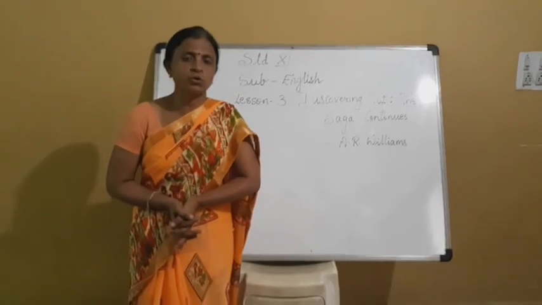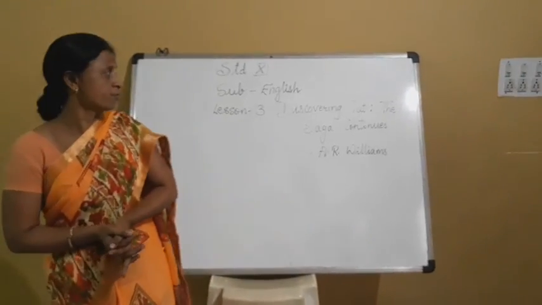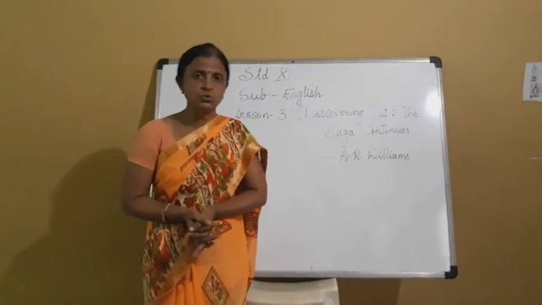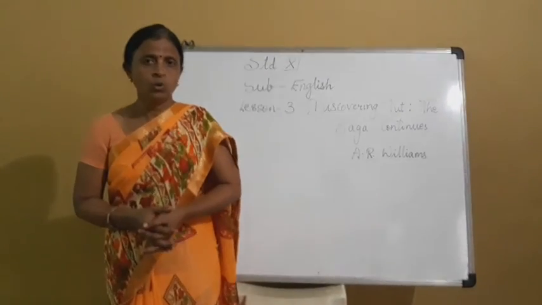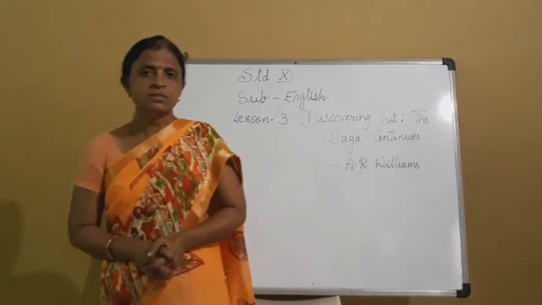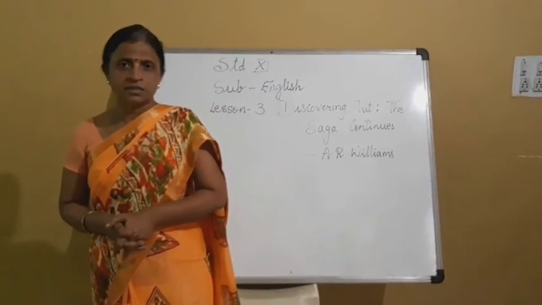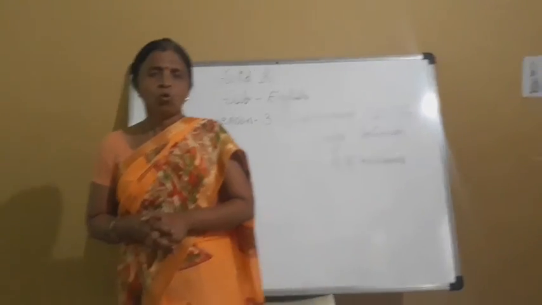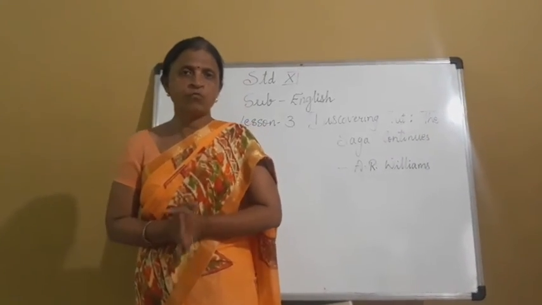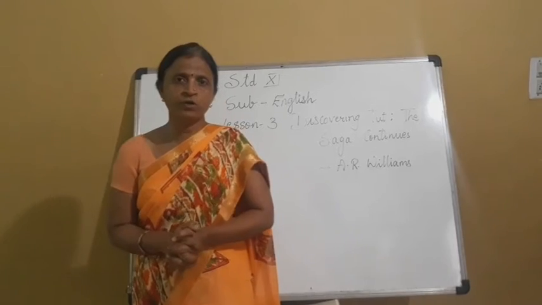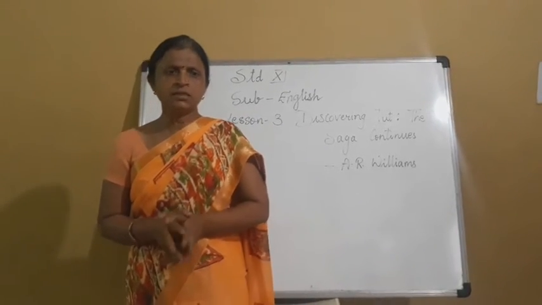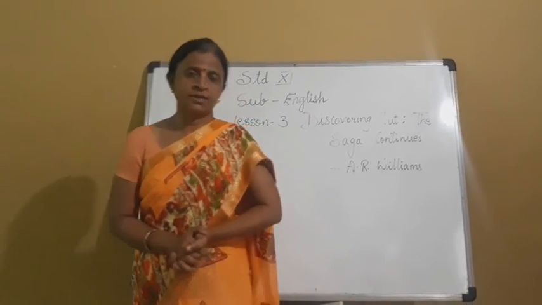Hello students, today we are going to start with lesson 3, Discovering Tut: The Saga Continues, written by A.R. Williams. Now A.R. Williams has written a report on Tut, one of the teenage pharaohs who was the last heir of the very powerful dynasty of Egypt. And this dynasty ruled for a long time.